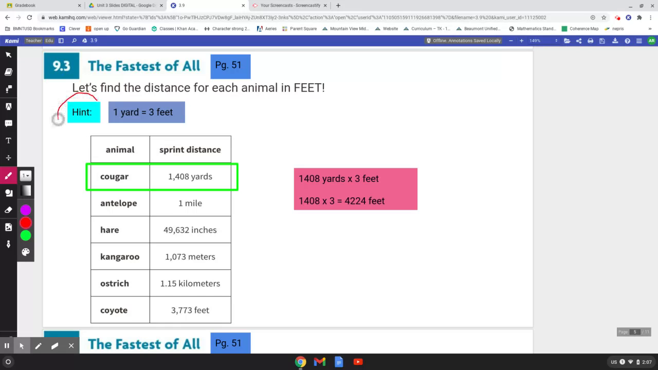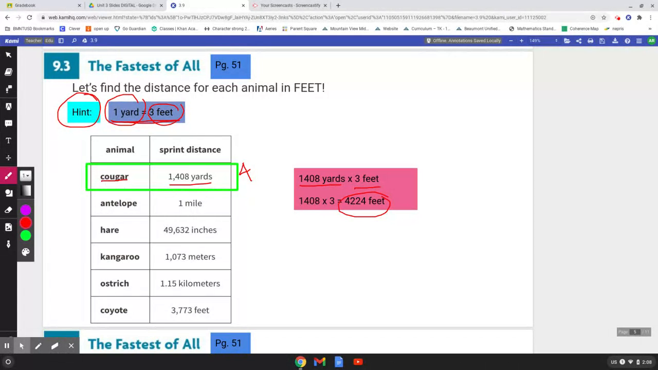Now in the top, what I did for you is I gave you some conversion measurements. And some of these you may know, some of these you may not. But there is 1 yard in 3 feet. So if we're going to take the cougar, that's the one we're going to start with. And he starts out in yards. So what we would do is we would do 1408 times the 3 feet. So if you were to do 1408 times 3, you would get 4,224 feet.